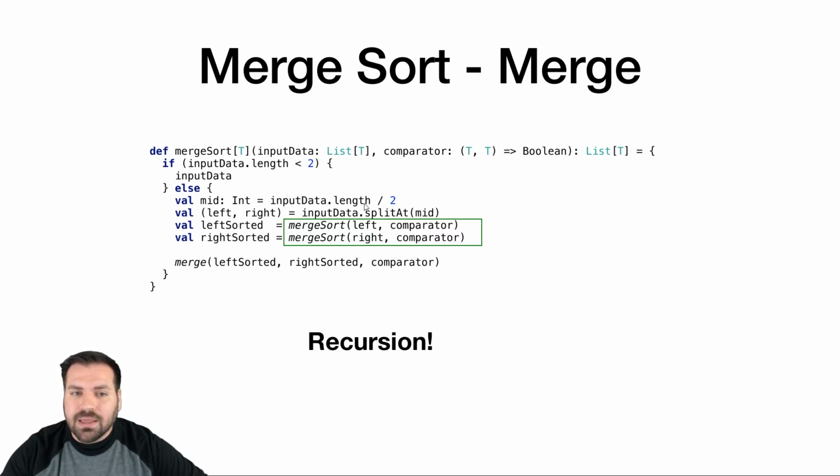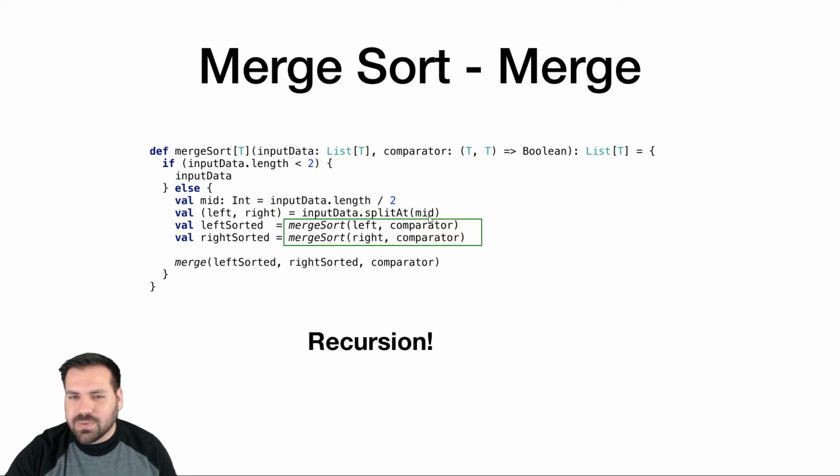Else, find the midpoint. I'm intentionally using integer division here. So if input data is like 3, for example, I don't want 1.5. So I have an integer, so this is going to be integer division. And if this were 3, for example, this is going to give me 1 as the midpoint. And then I'm going to split the data at that midpoint. This is going to return 2 lists.